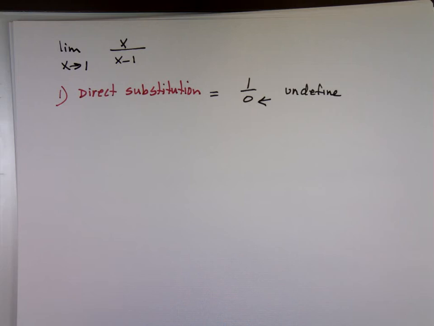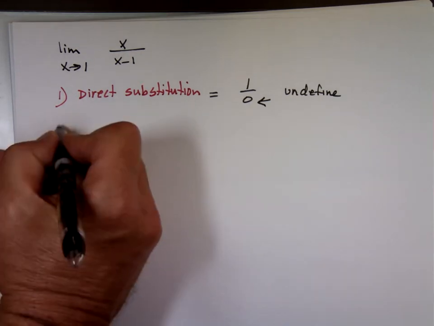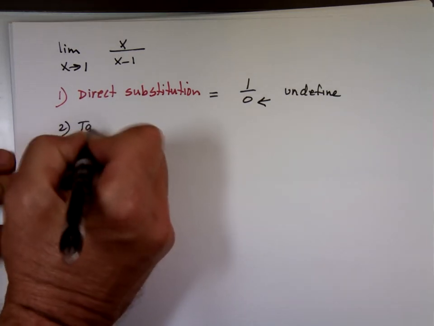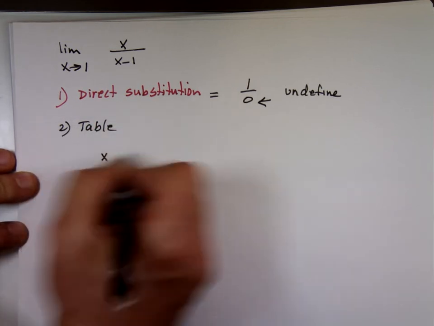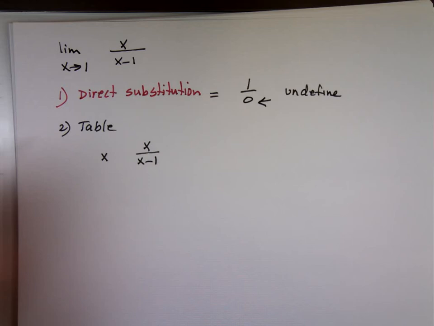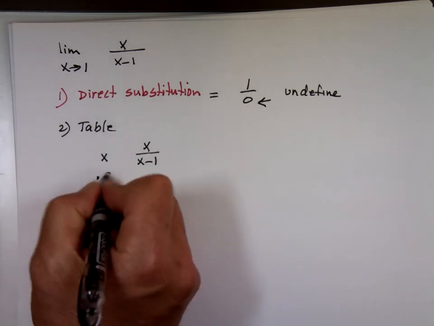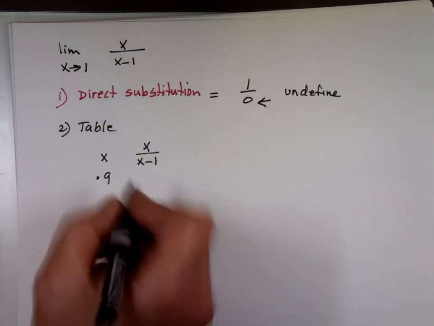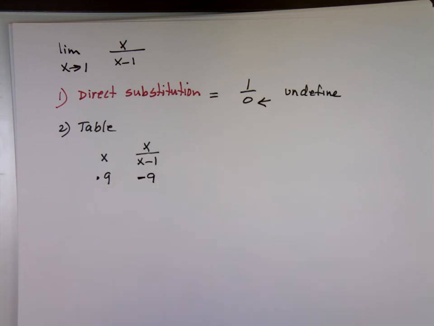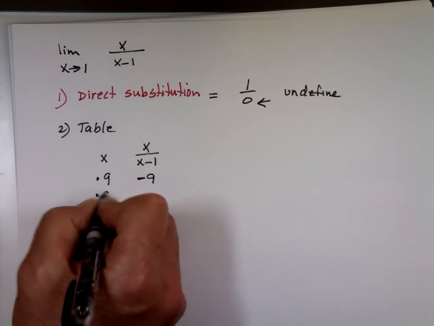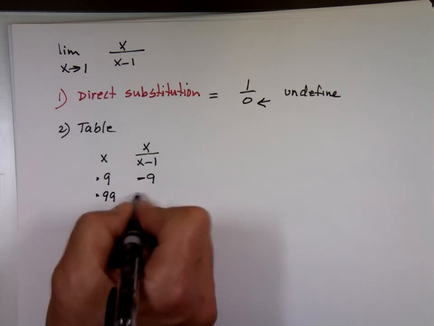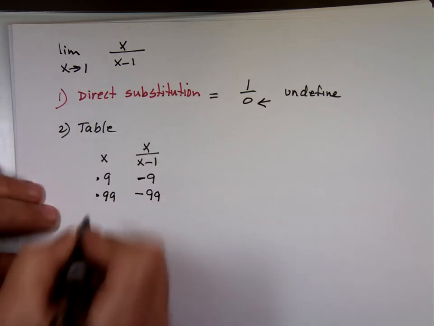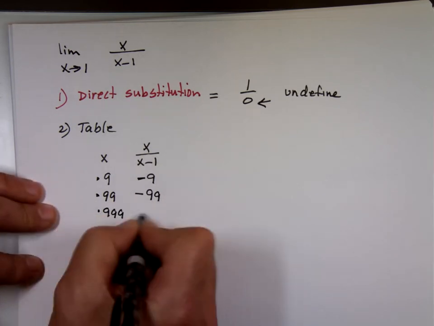If everything failed, what's the other option then? Table. So let's go to the table because I can't simplify this. Let's try x and x over x minus 1. Let me look at one side, 0.9. If I plug in 0.9, what are you going to have? Is that negative 9? I think it is. Let me try 0.99. That's a negative what? 99. Let's try 0.999. Negative 999.